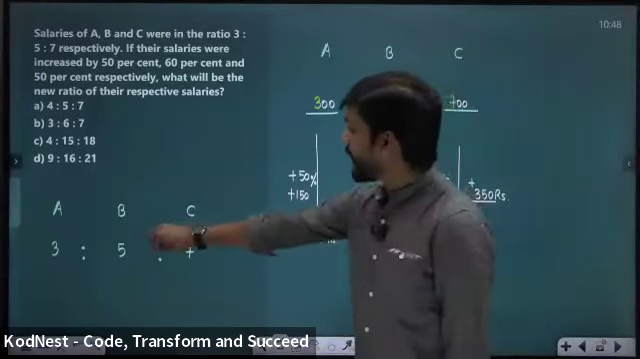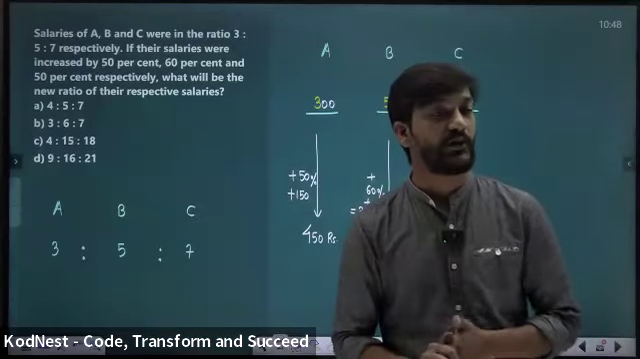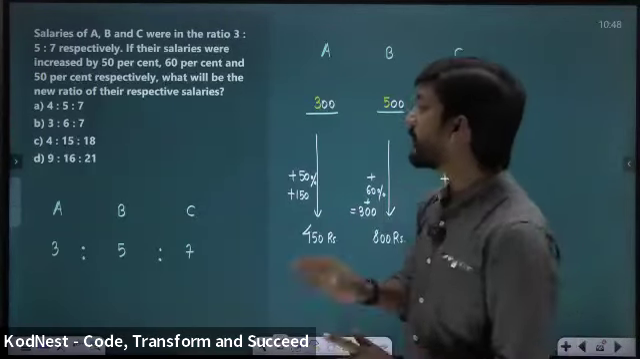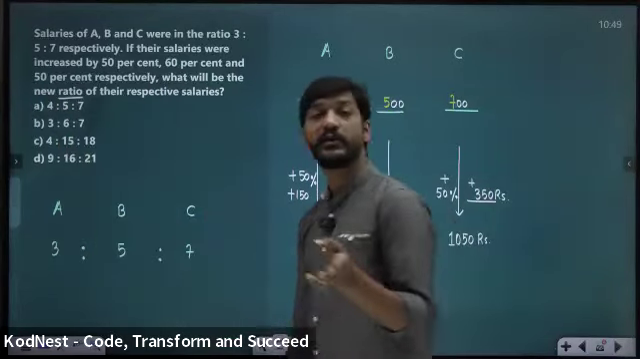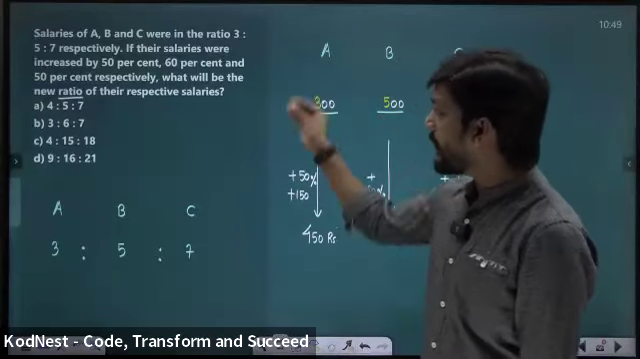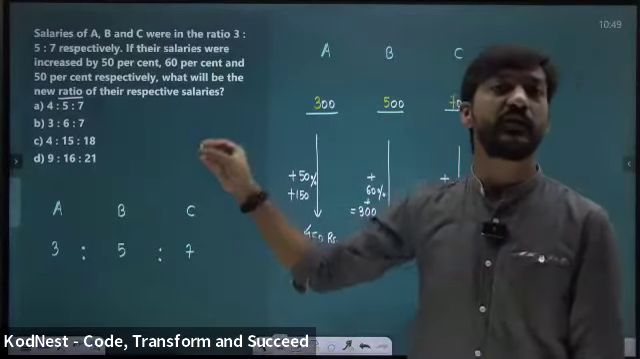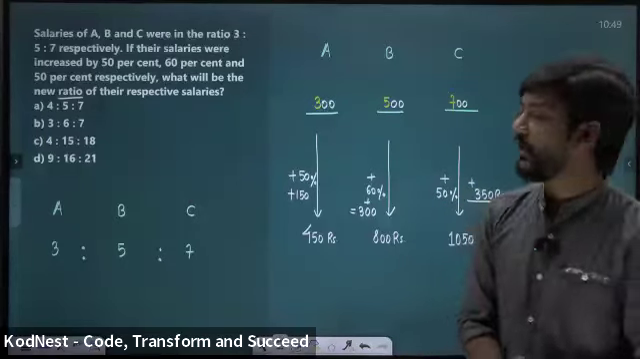So why did I take values by myself for the first time? Because they are not asking any value, they are asking a ratio. So my dear, when the question does not involve anything other than ratio and percentage, you can take values by yourself. That's why we have taken.